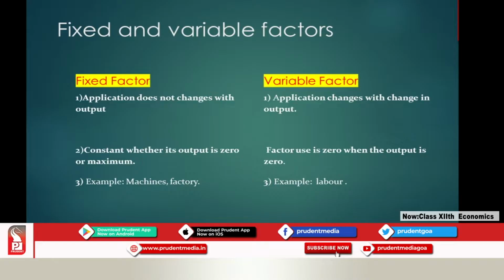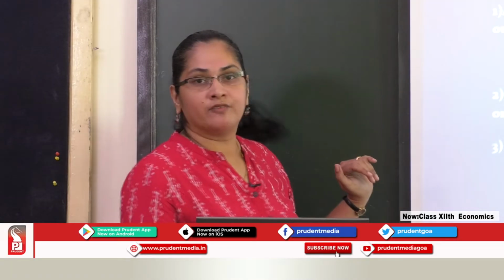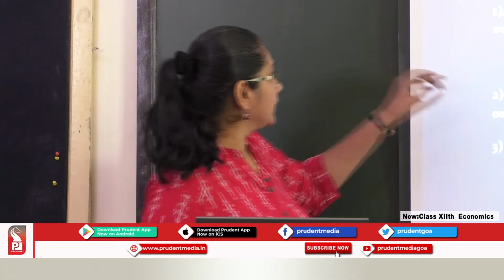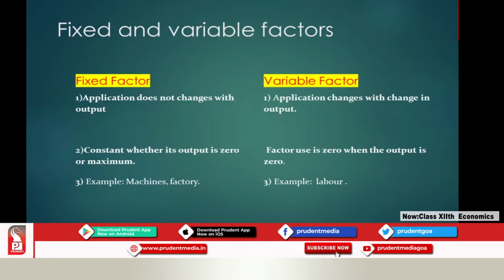So this is the first point. Remember, if with the output, how many machines you are using does not change, that machine becomes your fixed factor. But with the change in output, if your labor keeps on changing, either going up or going down, then in that case it becomes a variable factor. The second point that we have to remember where the difference in fixed factor and variable factor is concerned is that whether the output is 0 or maximum, the fixed factor will remain.